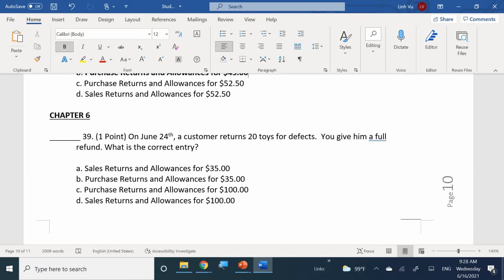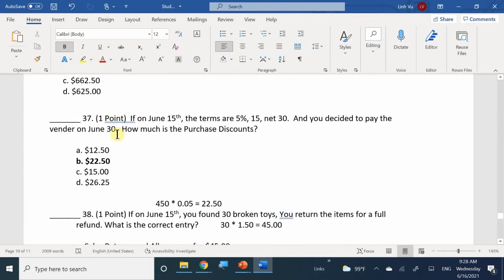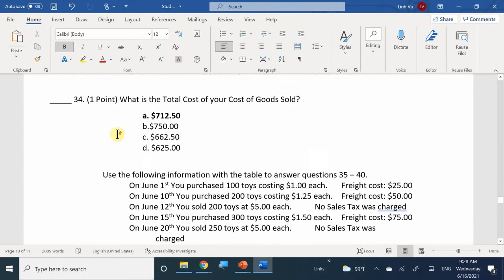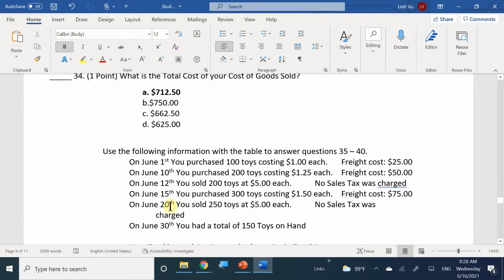On June 24th, a customer returns 20 toys because they're defective, and of course, you give them a full refund. What is the correct entry? In this case, we're assuming this is a continuation. We originally sold our toys for $5 each.